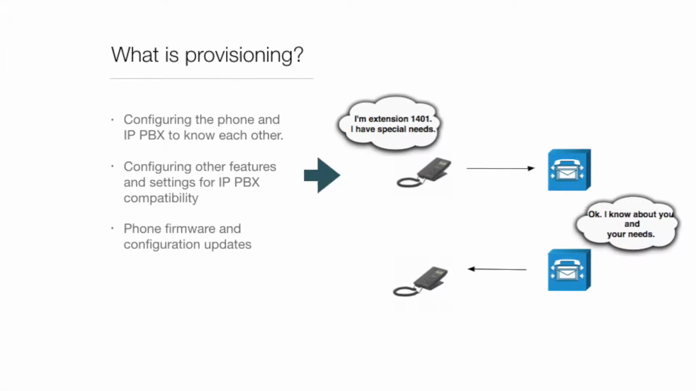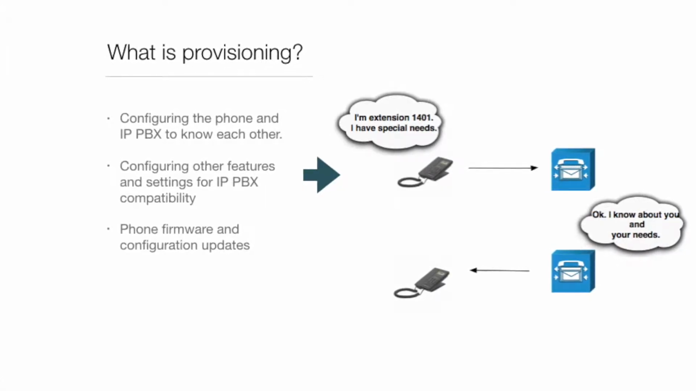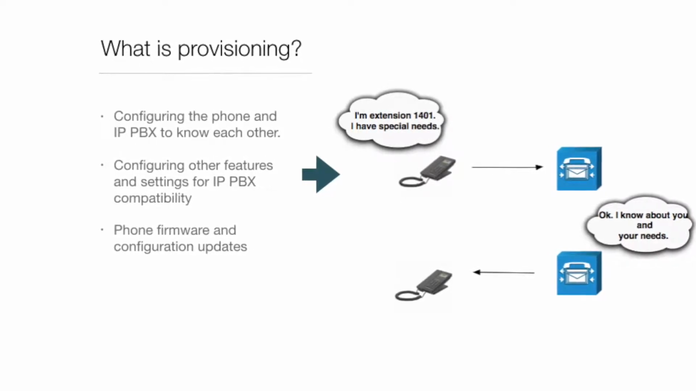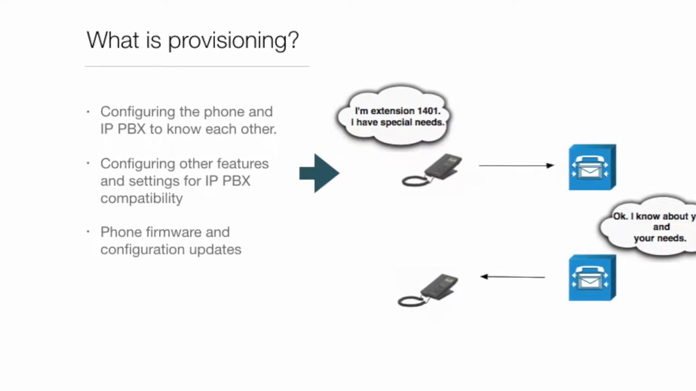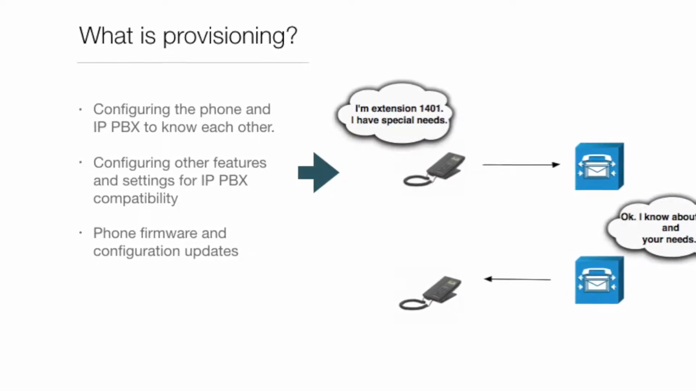Each voice over IP phone must be provided a configuration file with network details, credentials for authentication, and other selected features. Firmware upgrades can also be provided by the provisioning server.